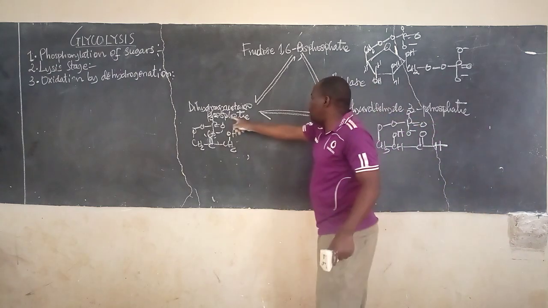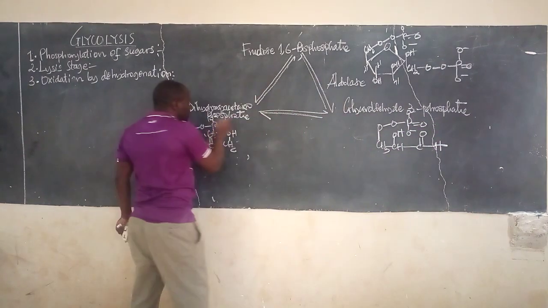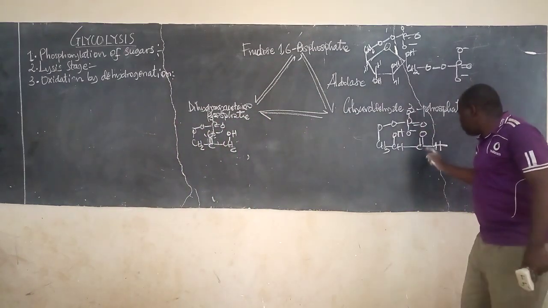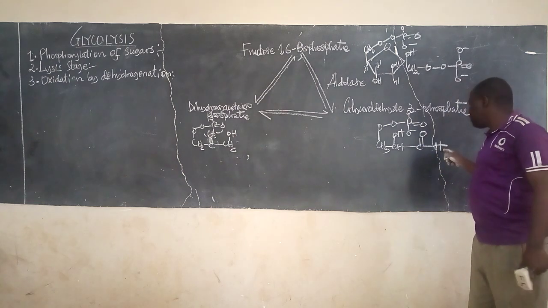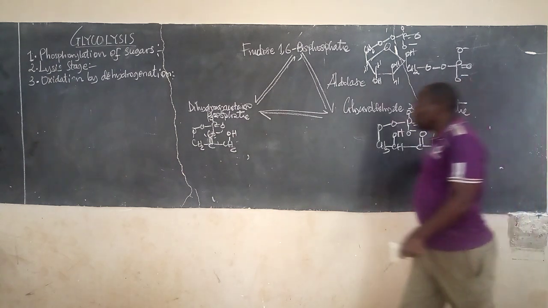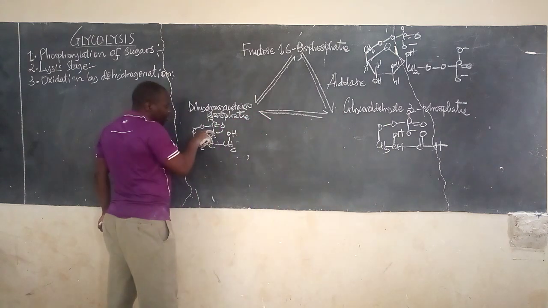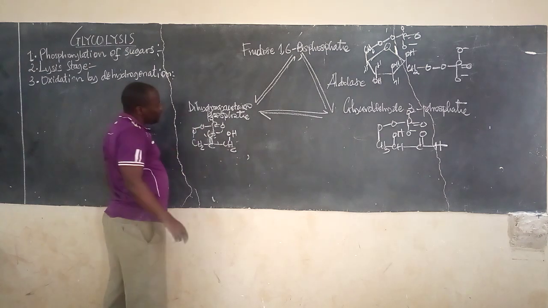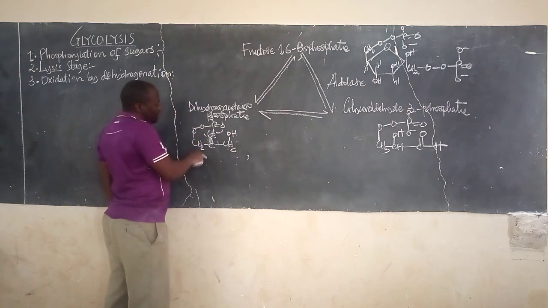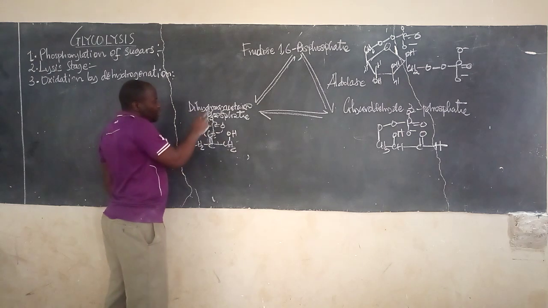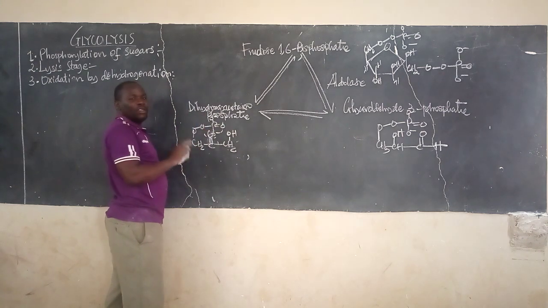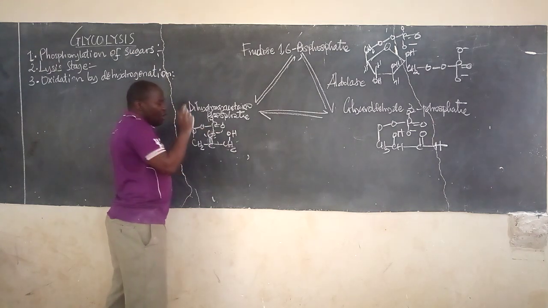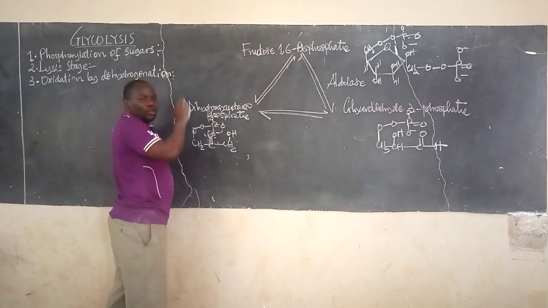And then dihydroxyacetone is a ketone, and glyceraldehyde 3-phosphate, as you have seen here, has a carbon bonded by a single hydrogen. Now this is an aldehyde. But here we have a carbon bonded by carbon on both sides, this side and this side. So this is a ketone. And the ketone has the tendency of having high resistance to oxidation.